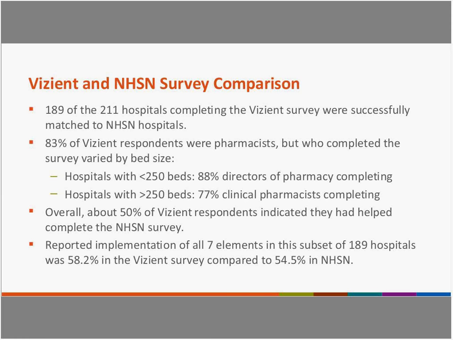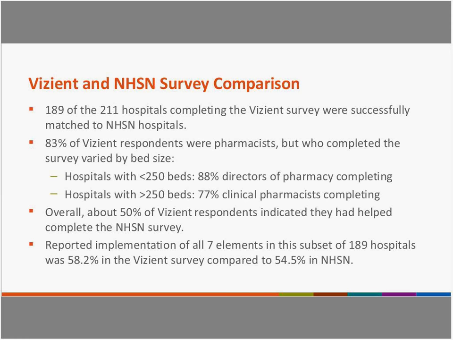What was interesting is that the Vizient survey really was able to get into some details that we can't get in NHSN, and they asked about the type of pharmacist who was completing the survey. Not unsurprisingly, in smaller hospitals, it was likely to be a director of pharmacy that completed the survey. Those might be smaller pharmacies where the director of pharmacy is maybe the only full-time staff member at the hospital, or at least the primary staff person who completed the survey. In larger hospitals, it was more likely to be a clinical pharmacist.